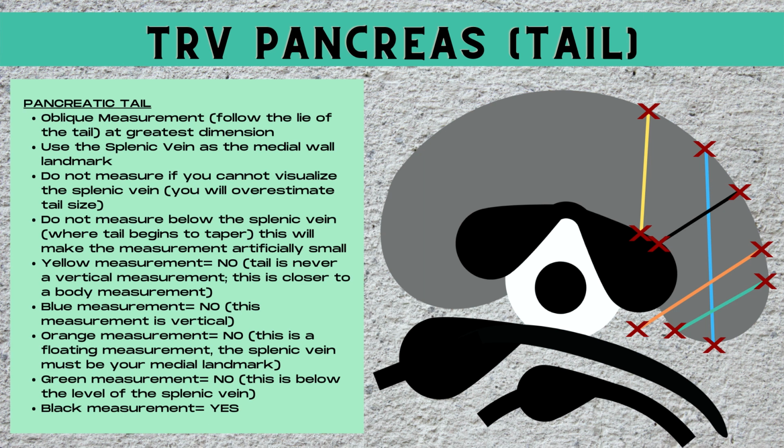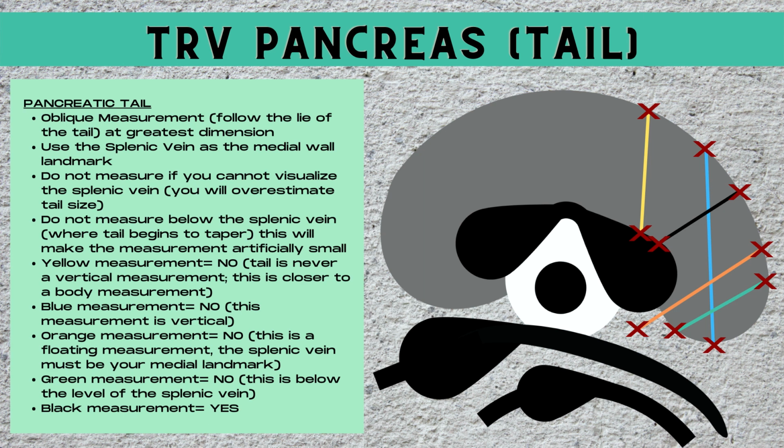The yellow measurement is a no. The tail is never a vertical measurement. This is closer to a body measurement of the pancreas. The blue measurement is also a no. This measurement is vertical, not oblique. The orange measurement is also a no. This is a floating measurement. The splenic vein must be your medial or right side of the patient's body landmark. If you cannot see that vessel, don't measure, or you're going to be overestimating the size of the pancreatic tail.